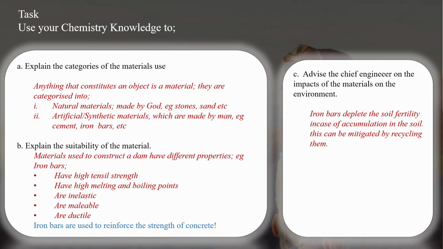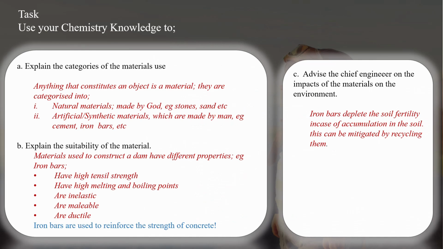Then remember, when we're responding to item 2 of section A, under suitabilities we give at least 4 suitabilities and any other use. So we can give the use of the iron bars: iron bars are used to reinforce the strength of the concrete. That is how we respond to part 2 of the item in section A.